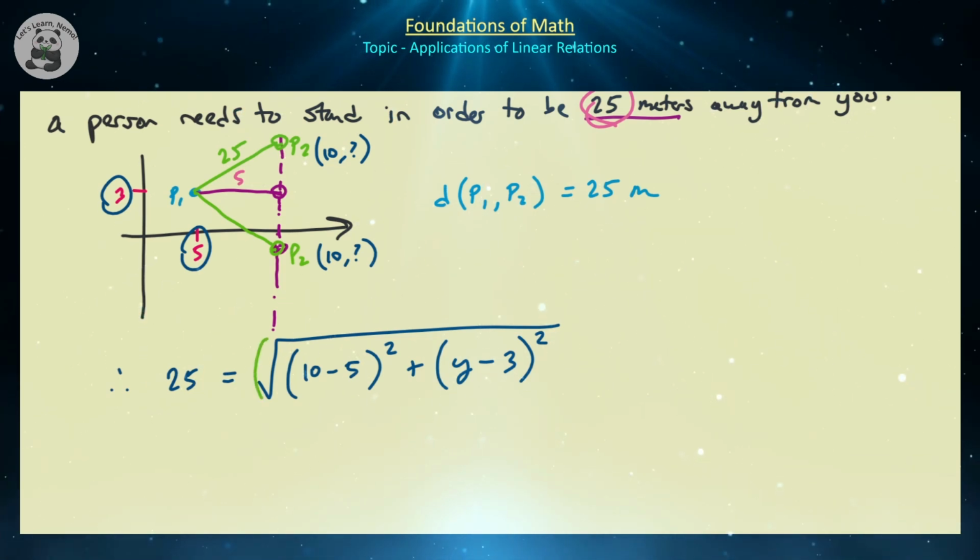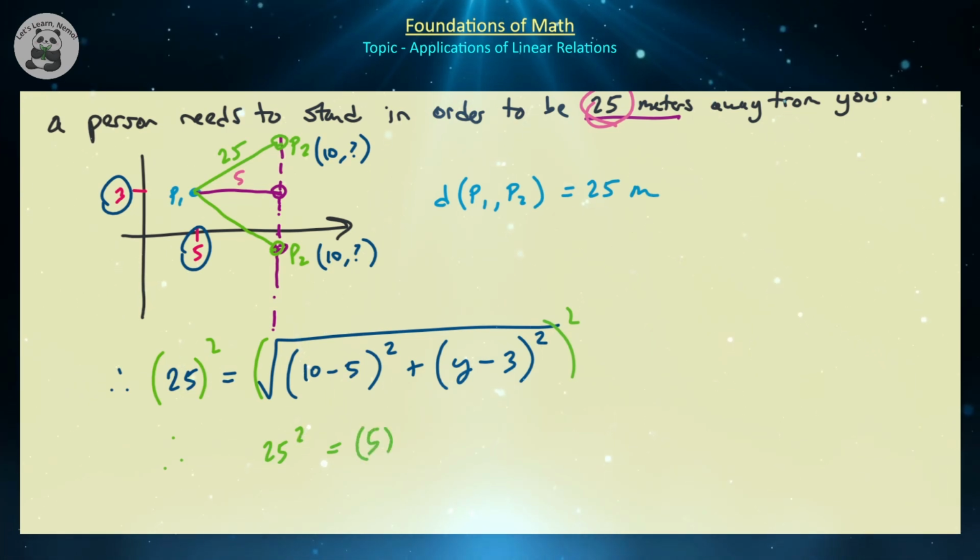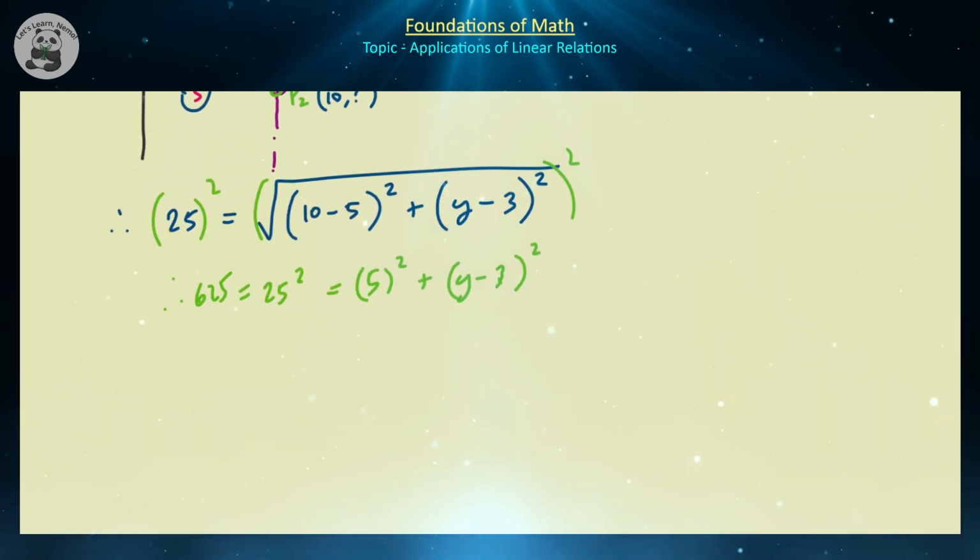So what I'm going to do is get rid of the square root by squaring both sides of this equation. So I have 25 squared is equal to 10 minus 5, which is going to be 5 squared, and then plus y minus 3, the quantity squared, and then we just need to solve this equation for y. So we should be able to find that 25 squared is going to be equal to 625. So we have 625 is equal to 25 plus y minus 3 squared.